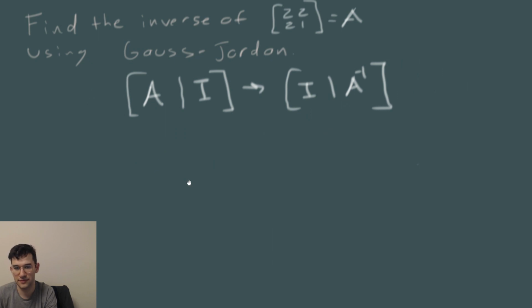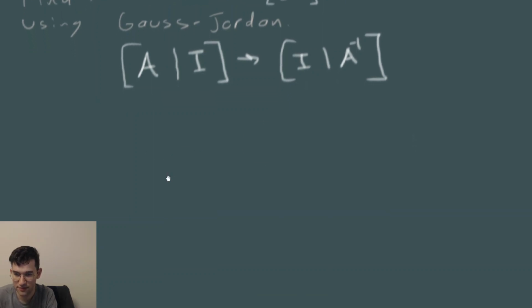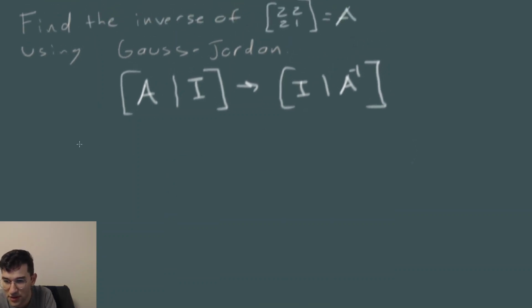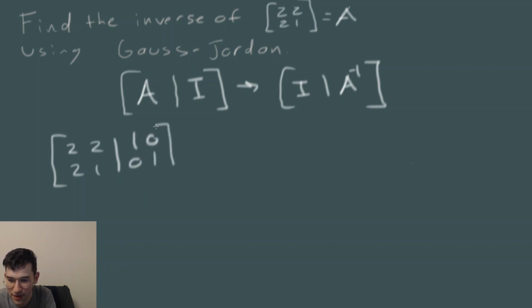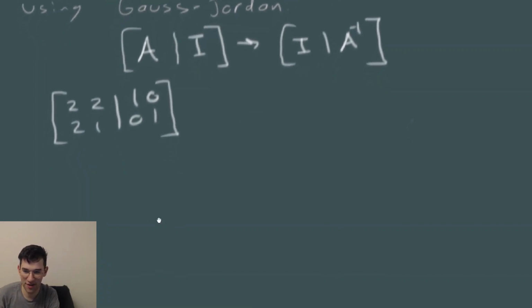All right. So let's make an augmented matrix. We'll do right here. 2, 2, 2, 1. Oh, we're augmenting it. So let's draw a line. We're putting the identity matrix here. I'm just so trigger happy with that, I guess. Okay. So we have our augmented matrix.